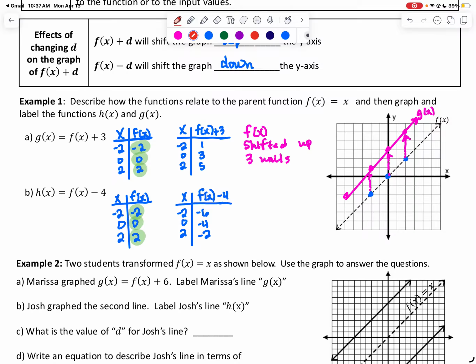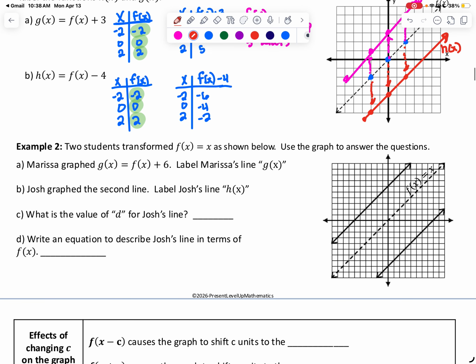So -2, 1, 2, 3, 4, 5, 6, 0, -4, and 2, -2. So in this example, each point shifted down the y-axis, and they wanted us to label this function h of x. So each f of x value just shifted down 4 units.